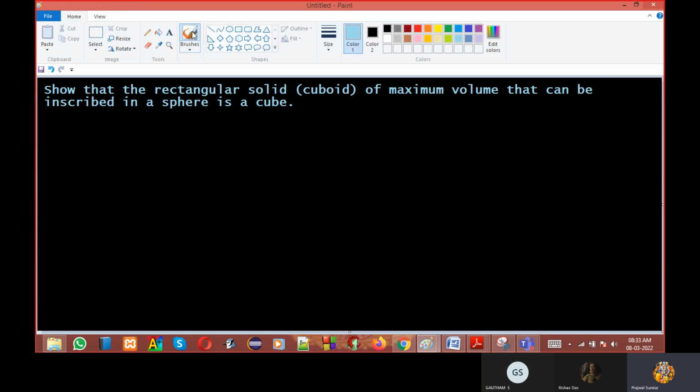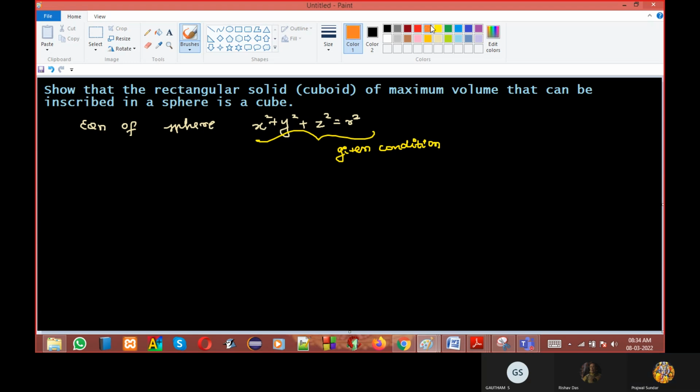How to show? Look at this carefully. First of all, what is the equation of a sphere? The equation of a sphere is given by x squared plus y squared plus z squared equal to r squared. This is the given condition, because the cuboid should be in the sphere, right? So I'll write g as x squared plus y squared plus z squared minus r squared. Look at this very carefully.